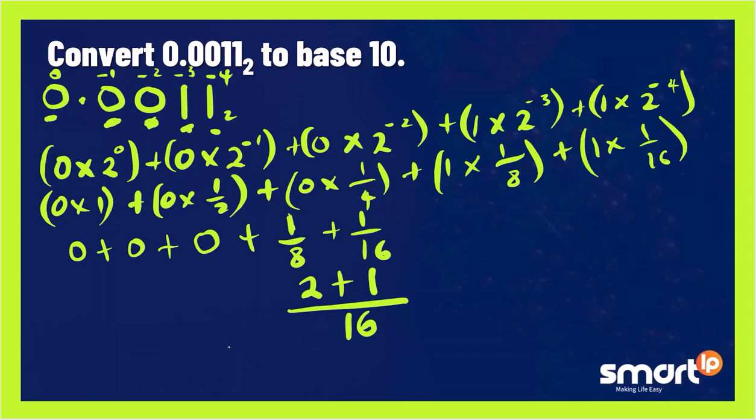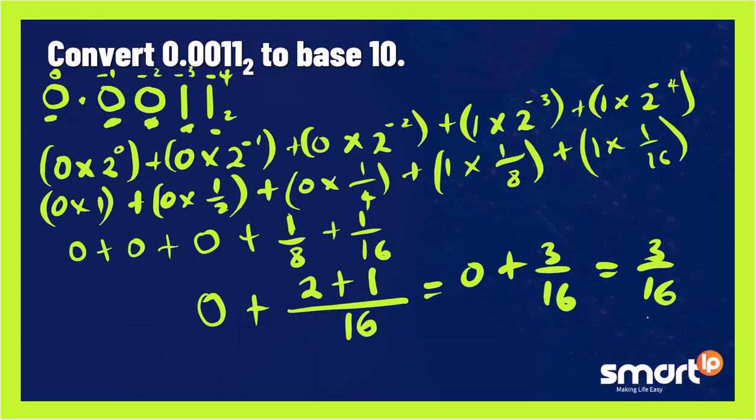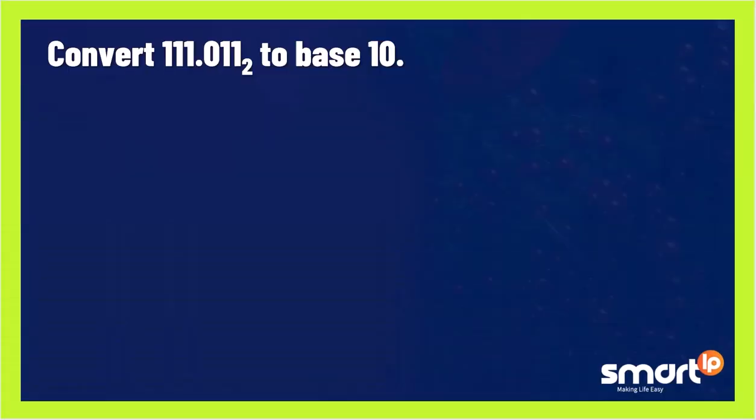So we have 2 plus 1 there. Okay, so when we added 0 plus 0 plus 0, it gave us 0. So we can just put the 0 there. So now what we have is 0 plus 2 plus 1 will give 3. So we have 3 over 16. So 0 plus 3 over 16. 0 is empty, so it means our answer for 0 plus 3 over 16 will still be 3 over 16. Amazing. Okay, so let's look at the next example.